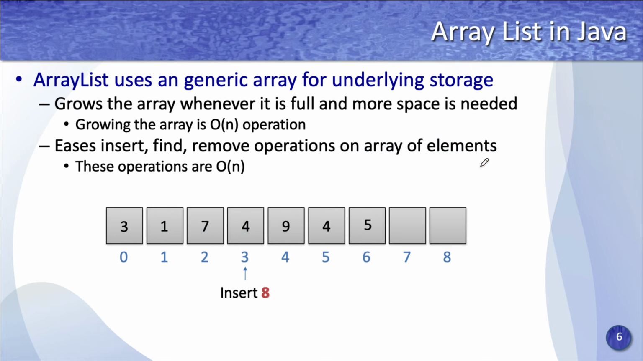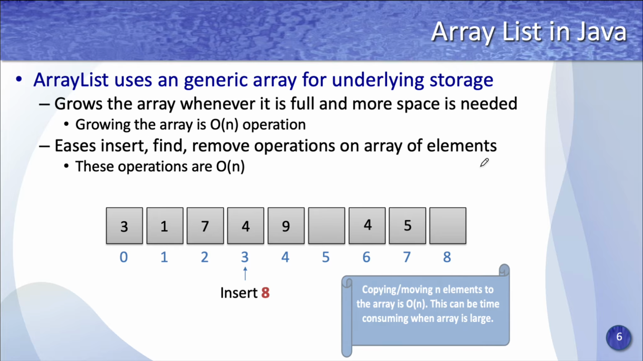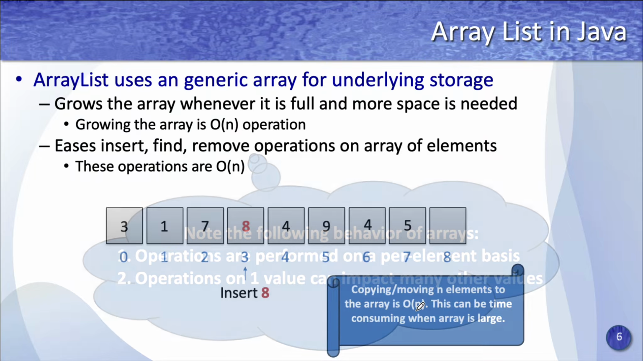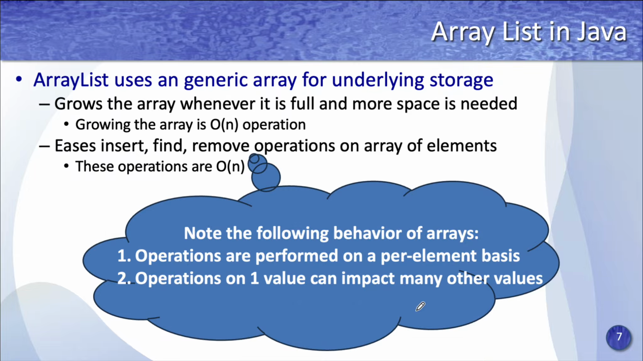Similarly, the array list eases insertion, find, and remove operations. So for example, let's say we want to insert 8, then the array list internally moves the elements to create space for 8. And this operation of copying or moving elements is again big O of n, and this can be time consuming when the array is large. Correspondingly, remove operations are also big O of n.